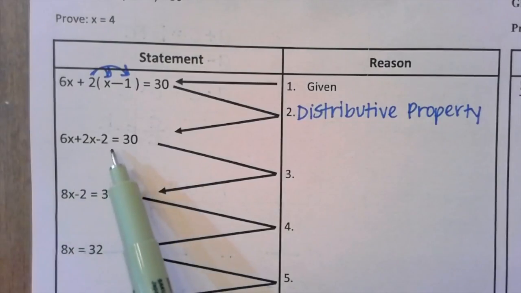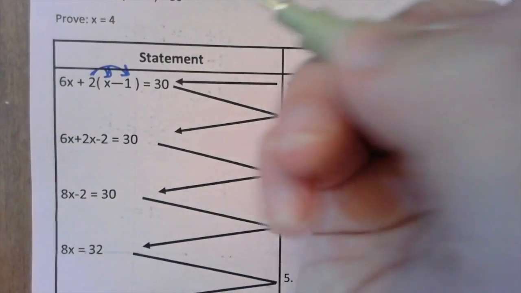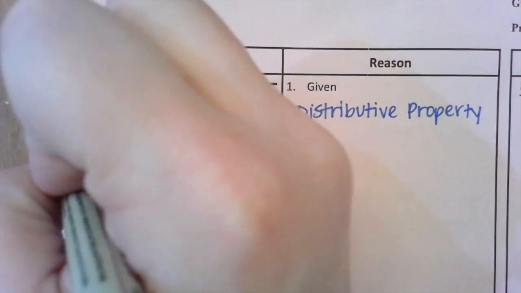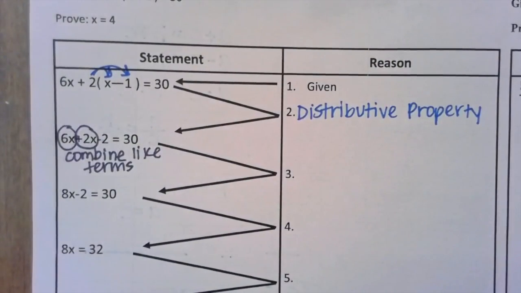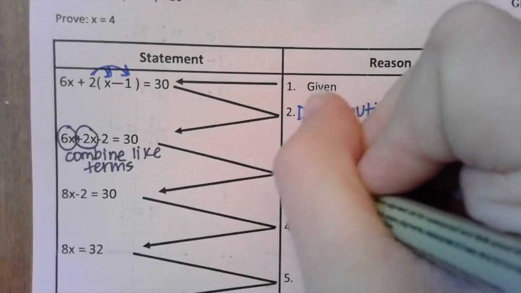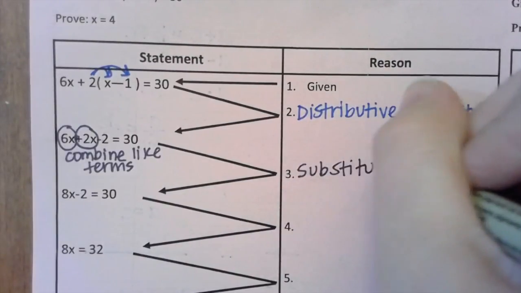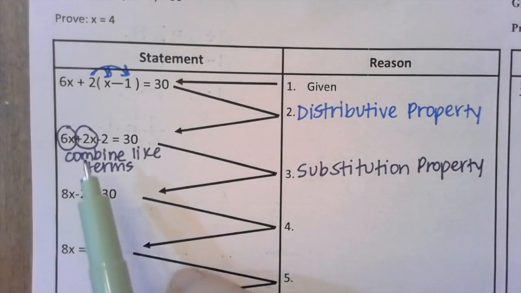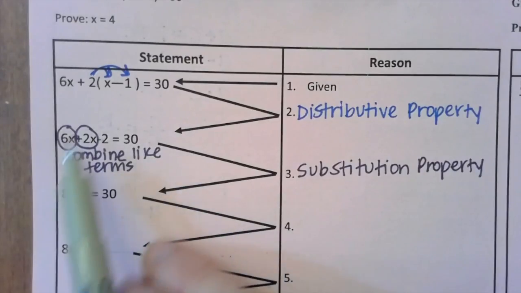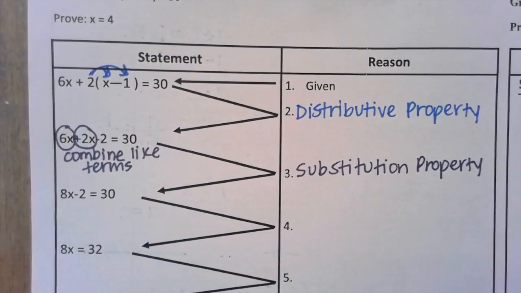Now we need to figure out how we're going from here to here. Well, what would my next step be? Would be combining these like terms. I'm going to combine 6x and 2x to get 8x. And when we combine like terms, we are using the substitution property. So 6x plus 2x is equal to 8x, so we can replace this with just 8x, so substitution property.